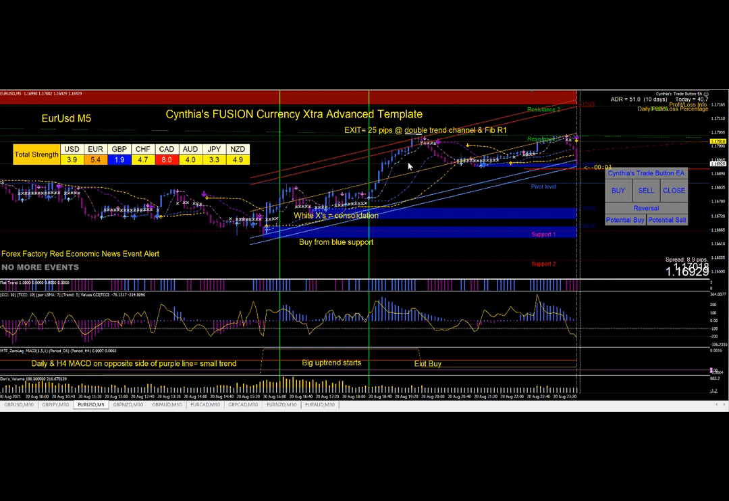In a 5-minute chart, I know a lot of people like to scalp the Euro US dollar, but it doesn't usually yield very much. It's not a big mover. You can see the average daily range is only 51 pips per day, which is not a lot.